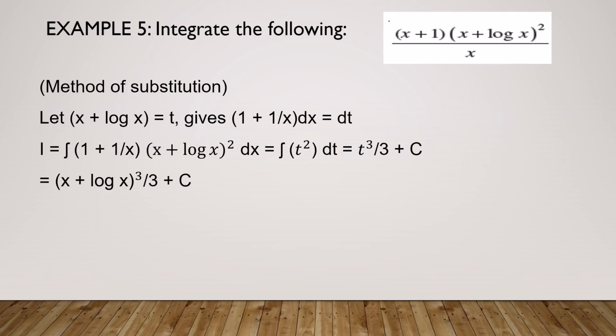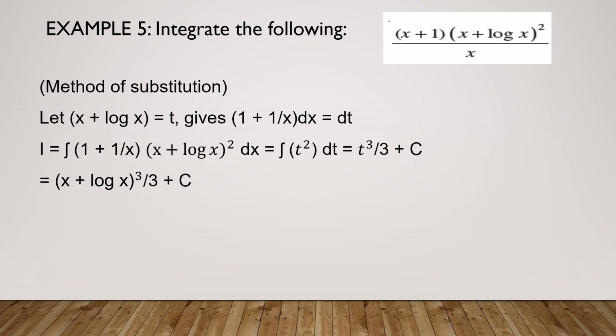Next example, integrate x plus 1 into x plus log x whole square upon x. Here substitute x plus log x as t. So taking derivative on both the sides, 1 plus derivative of log x is 1 upon x. So 1 plus 1 upon x dx is dt. Now our original function, it is x plus 1 upon x. So that you can write as 1 plus 1 upon x.